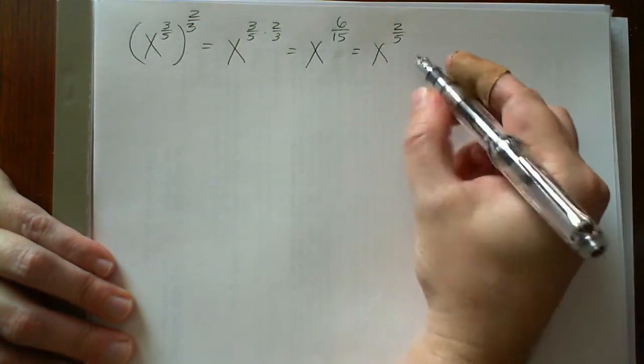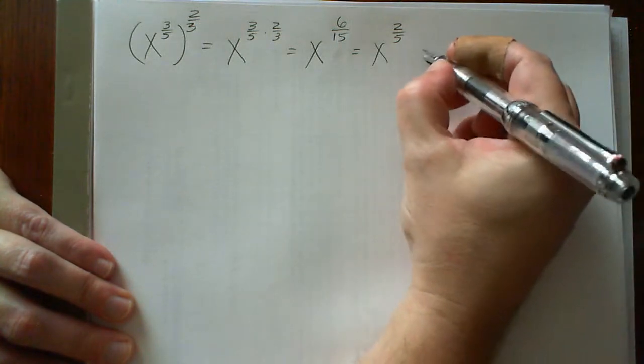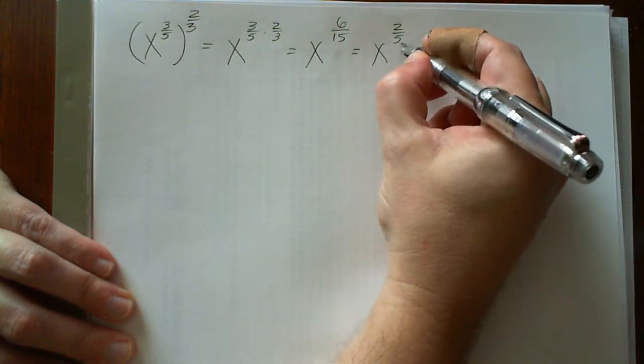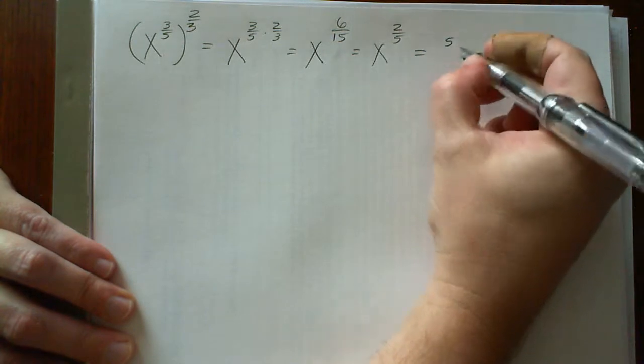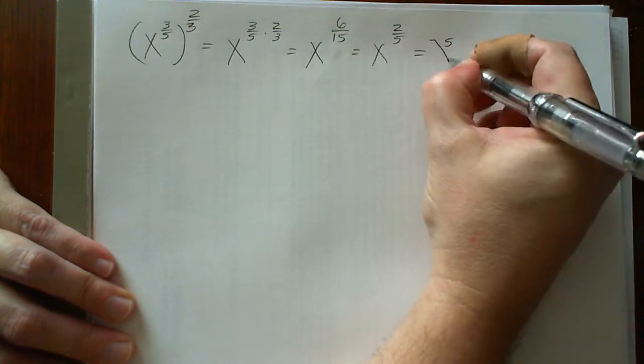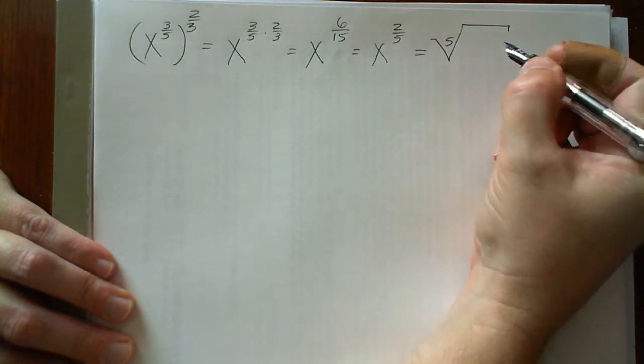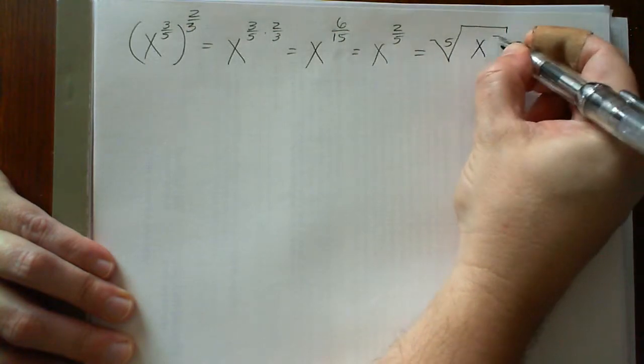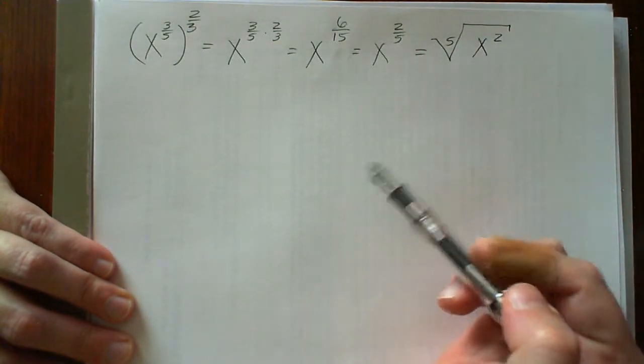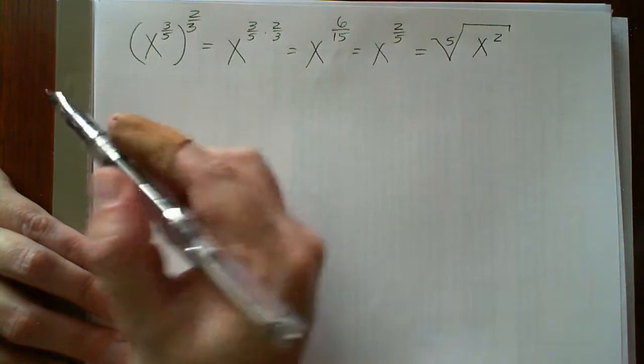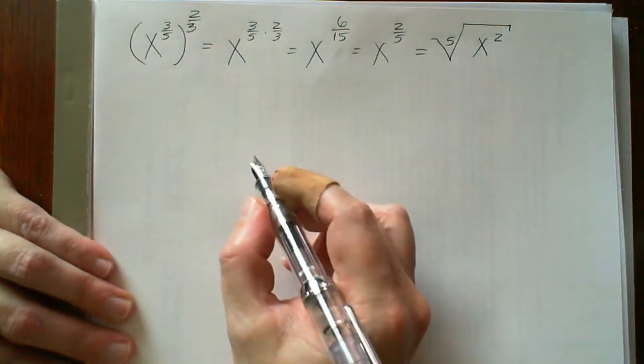Now, if they ask you to write that in radical form, remember, the bottom number, your denominator, is your index, and the top value is your exponent. So that would be the 5th root of x squared. All right. The next one here, we'll do the same thing.